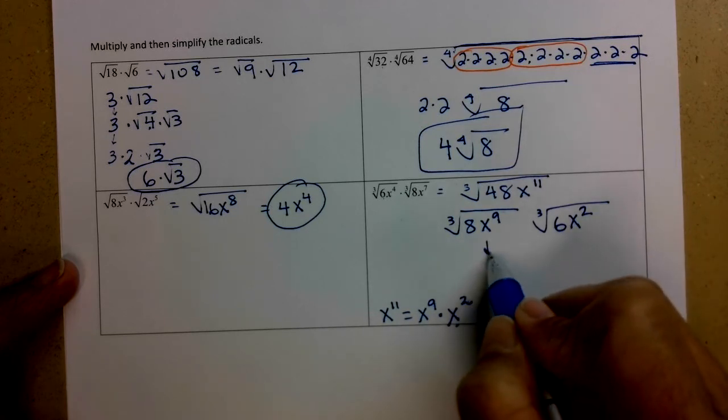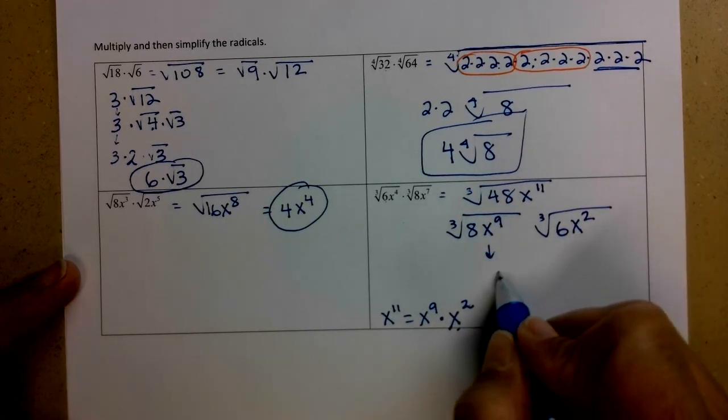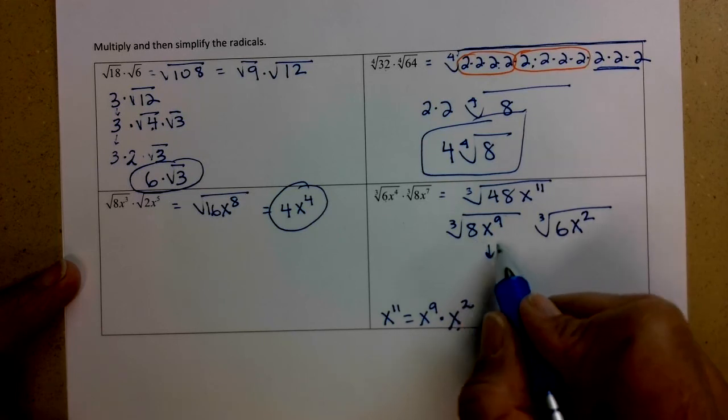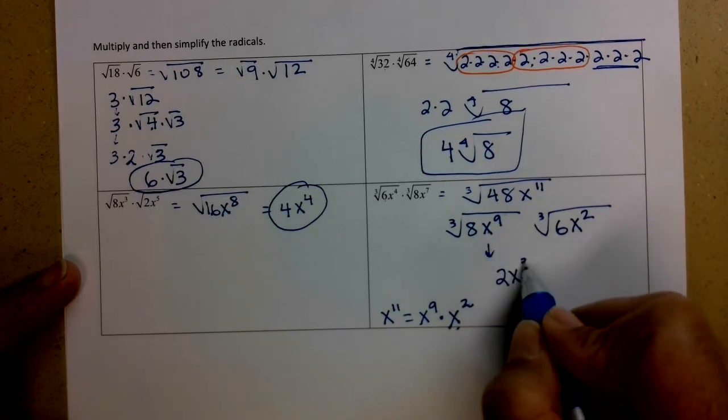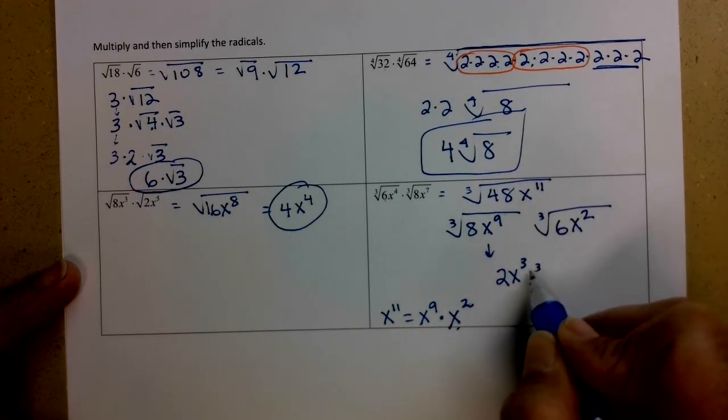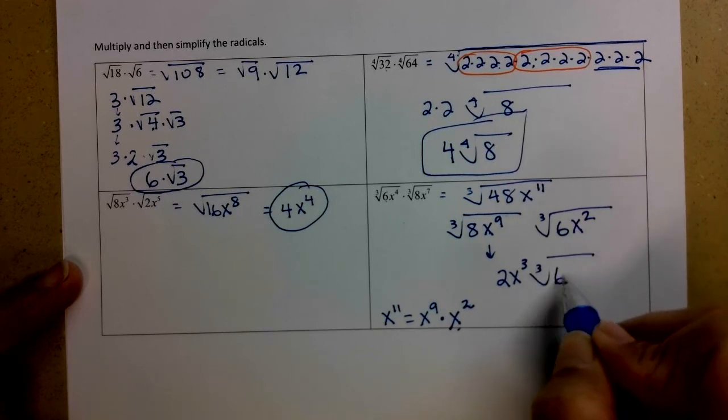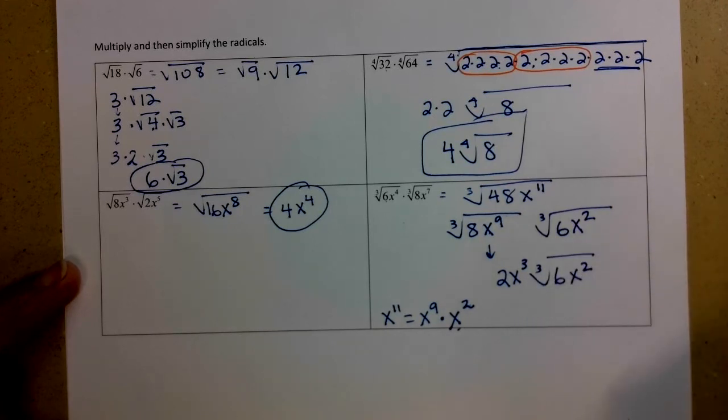Go ahead and do the cubed roots that you know. So simplify the first one. So 2x cubed, and then the leftover bin just gets written. Cubed root of 6x squared.